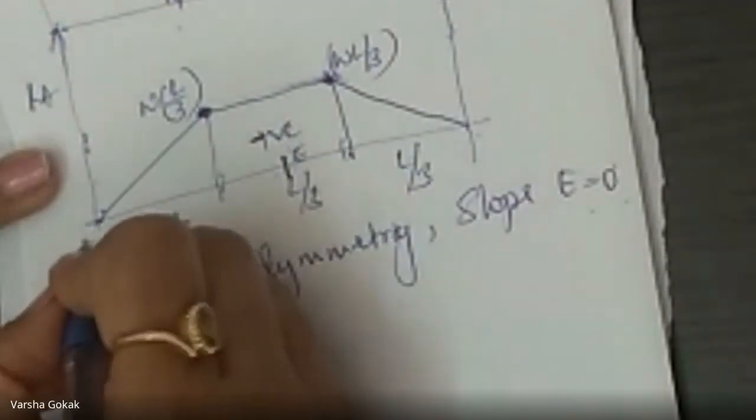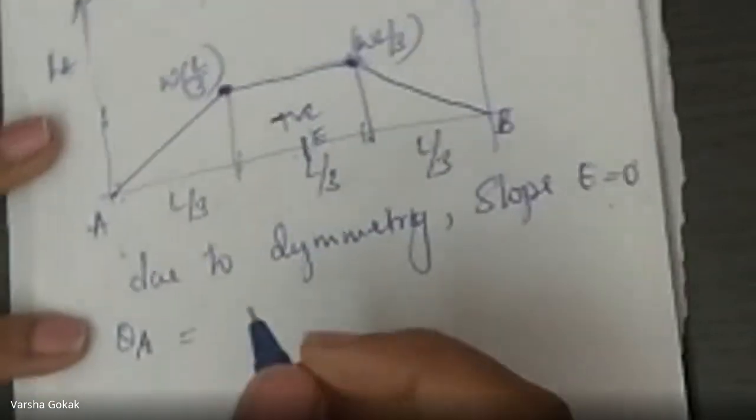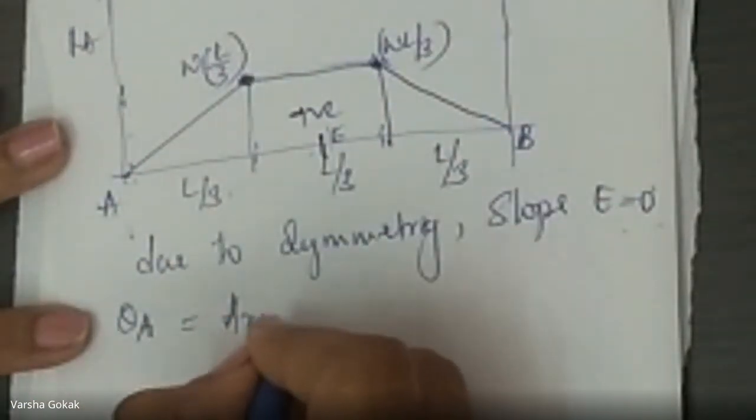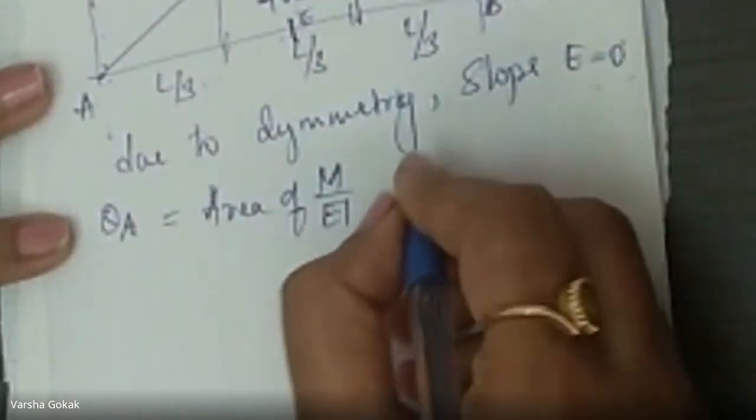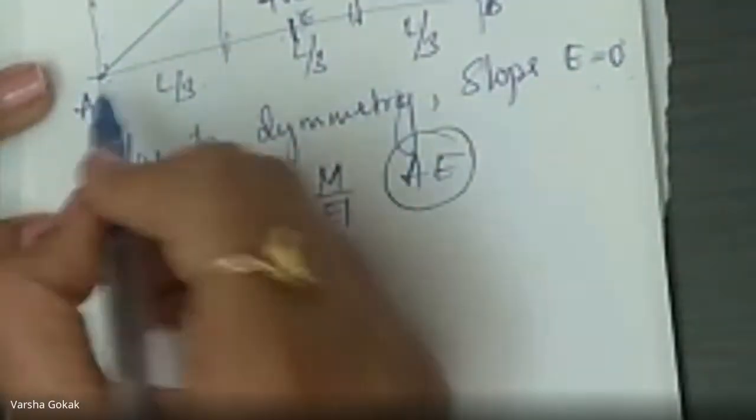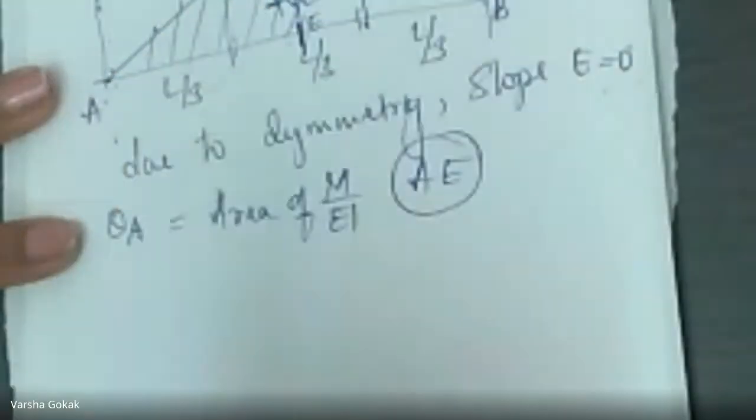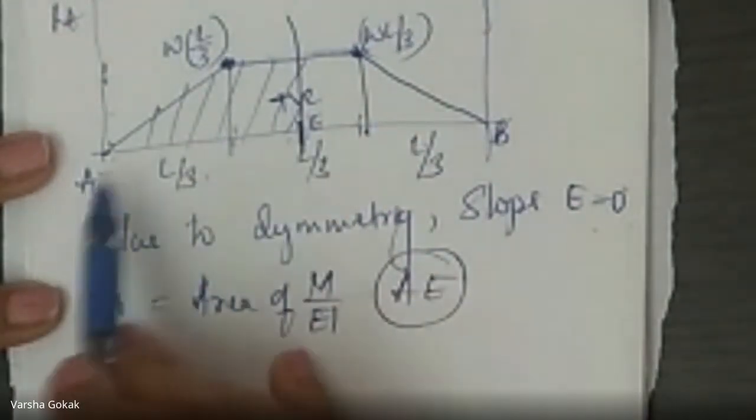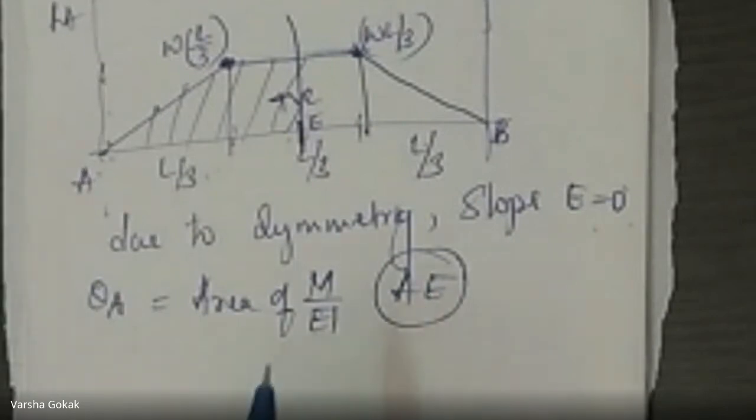Okay, so this is A, this is B. Say I want to find theta A. Theta A, that slope at A, is nothing but the area of M by EI diagram between AE. We will take A to E, this much only, because it is symmetrical. Okay, because it is symmetrical, we'll consider only half of it, A to E. So theta A is the area of M by EI diagram between A and E.